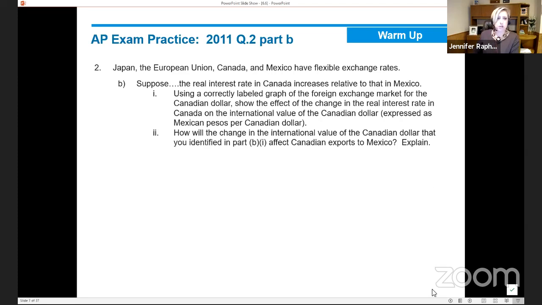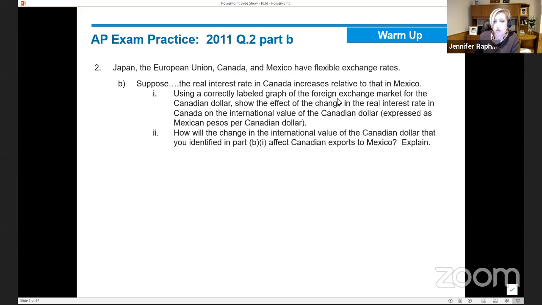We are told that Japan, the European Union, Canada, and Mexico all have flexible exchange rates. And remember, fixed exchange rates are outside of the scope of this course. We're only talking about exchange rates whose values are determined by the supply of and demand for currency. We're asked to suppose that the real interest rate in Canada increases relative to that in Mexico. The first part asks us to use a correctly labeled graph of the Forex market for the Canadian dollar and to show the effect of the change in the real interest rate in Canada on the international value of the Canadian dollar. And they're even telling us how to label the y-axis here.